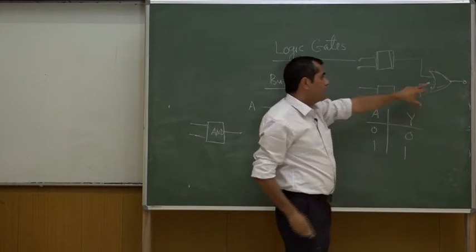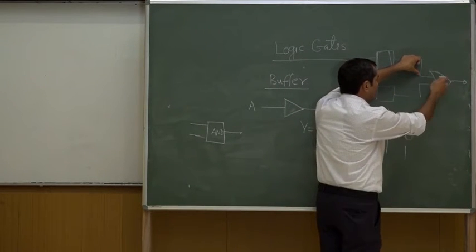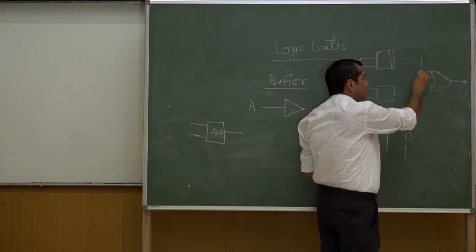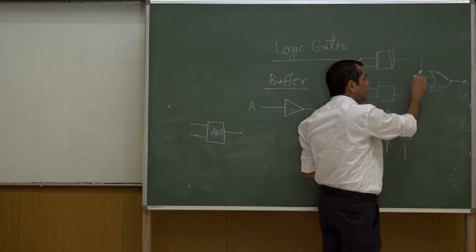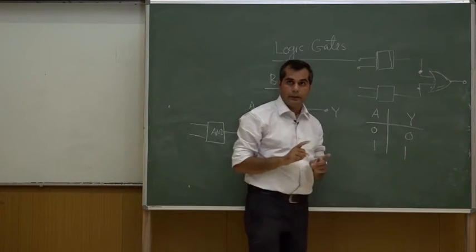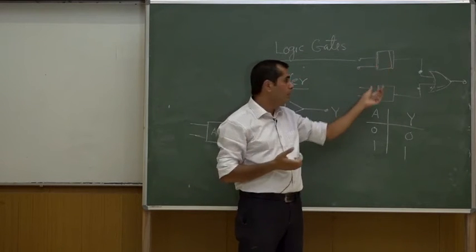So, this OR gate is expected to perform the OR operation on this input and this input, but let us say that this input comes first and after a certain time the other input comes. So, there is a delay, because this block is taking more time compared to this block.